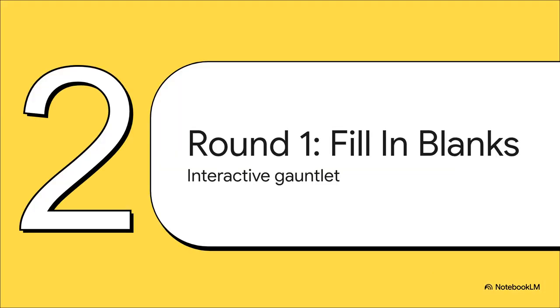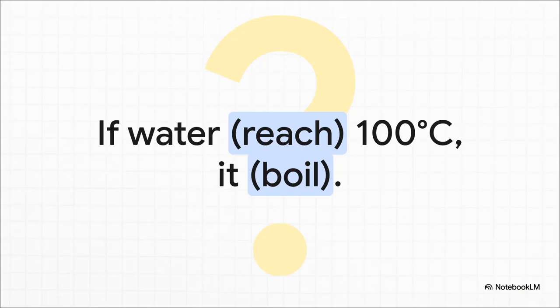Okay, Section 2, Round 1. Fill in the blanks. Get ready. This is our first interactive gauntlet round. For each question, I want you to mentally lock in your answer before I reveal it. Here's your first prompt. If water blank reaches 100 degrees Celsius, it blank boil. Consider the context here. I'm going to give you a few seconds to test your C1 reflexes. What do you think? Locking in your verbs?